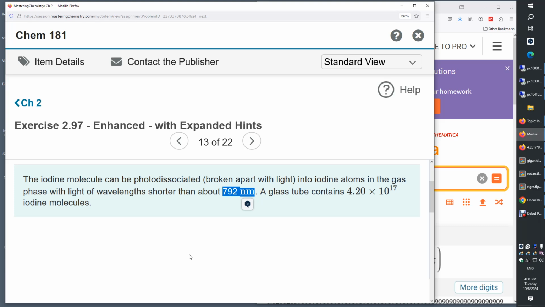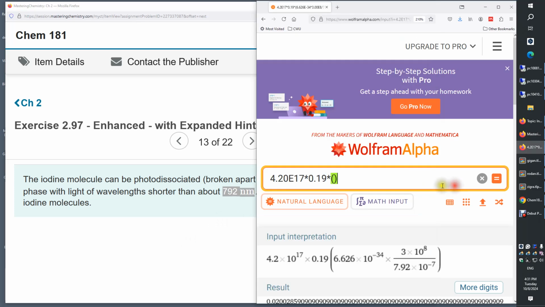This is a wavelength, 792 nanometers. We just need to convert this to the energy of the photon. The equation is hc over lambda. H is the Planck constant. You can look up its value in the book. Speed of light.